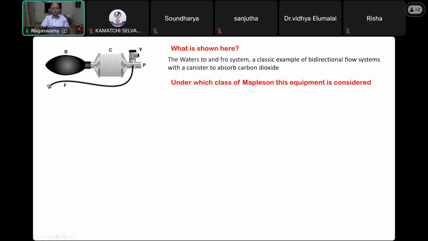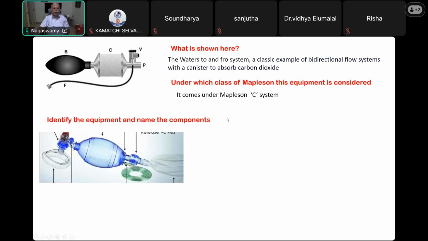So what will be the dead space here? At this point to this point. Okay? From here to here only is the dead space, because the fresh gas flow is coming in here. Okay? And under which class of Mapleson? It comes under Mapleson C, because there is no corrugated tubing, just like your Ambu bag. And this is the Ambu bag component.